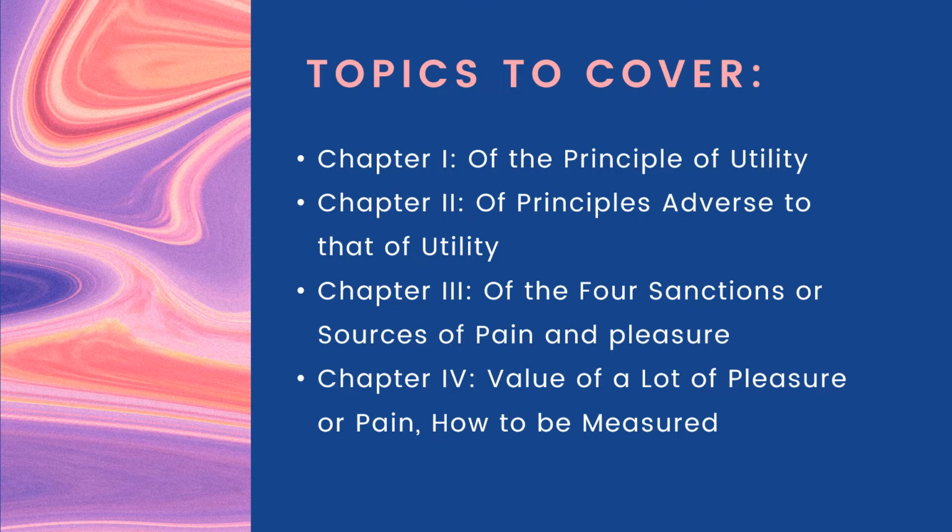As you can observe in the slide presented, we'll first discuss Chapter 1, the Principle of Utility, followed by Chapter 2, Principles Adverse to that of Utility, then Chapter 3, the Four Sanctions or Sources of Pain and Pleasure, and lastly Chapter 4, Value of a Lot of Pleasure or Pain, How to be Measured. With this, we hope you sit back, relax, and listen as we go through these topics together.